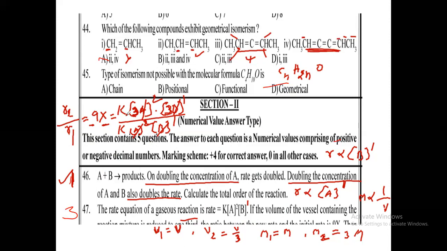So R2 by R1 we have taken in this case. R2 is K into 3A whole square into 3B whole power 1, divided by R1, K into A square B power 1. Then 9x will be equal to 9 into 3. So x value will be equal to 3.